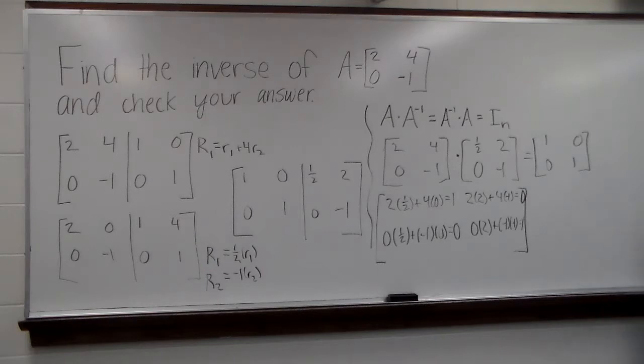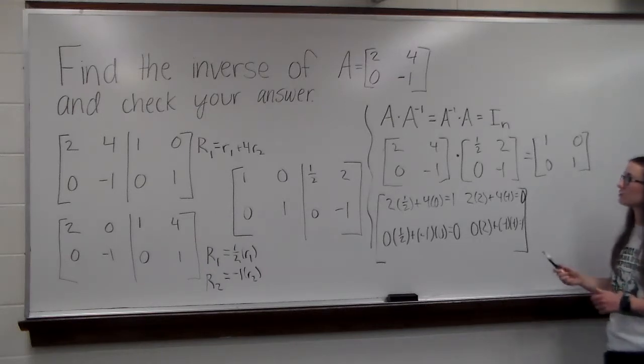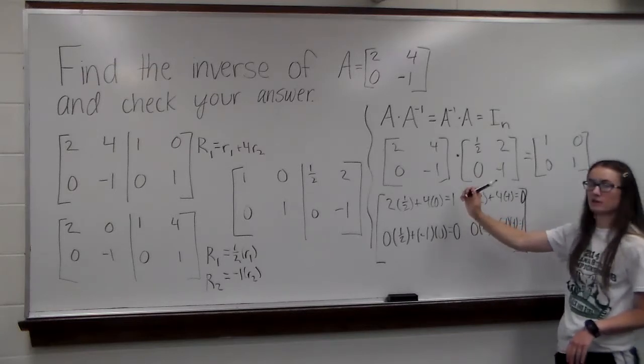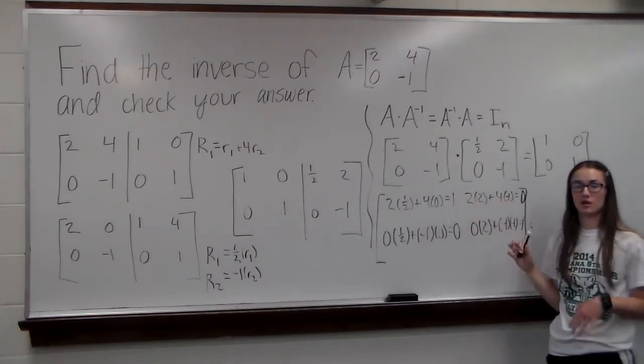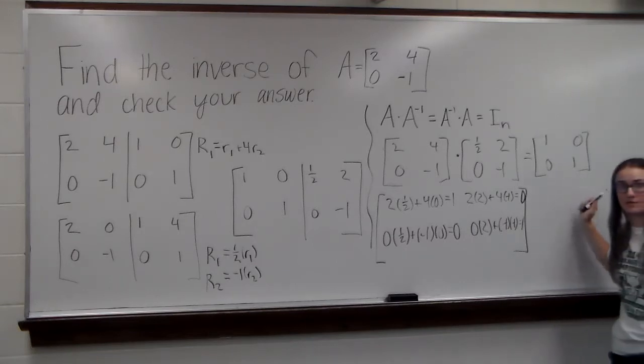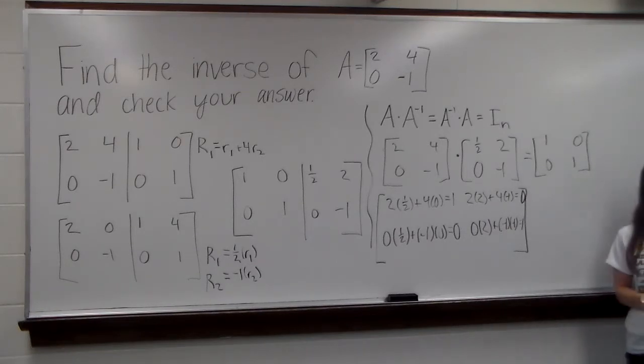which is what we were looking for. If you were actually checking this, you would want to reverse these two and multiply your inverse matrix by the original matrix A, just to make sure that you get the identity matrix both times. And that's it.